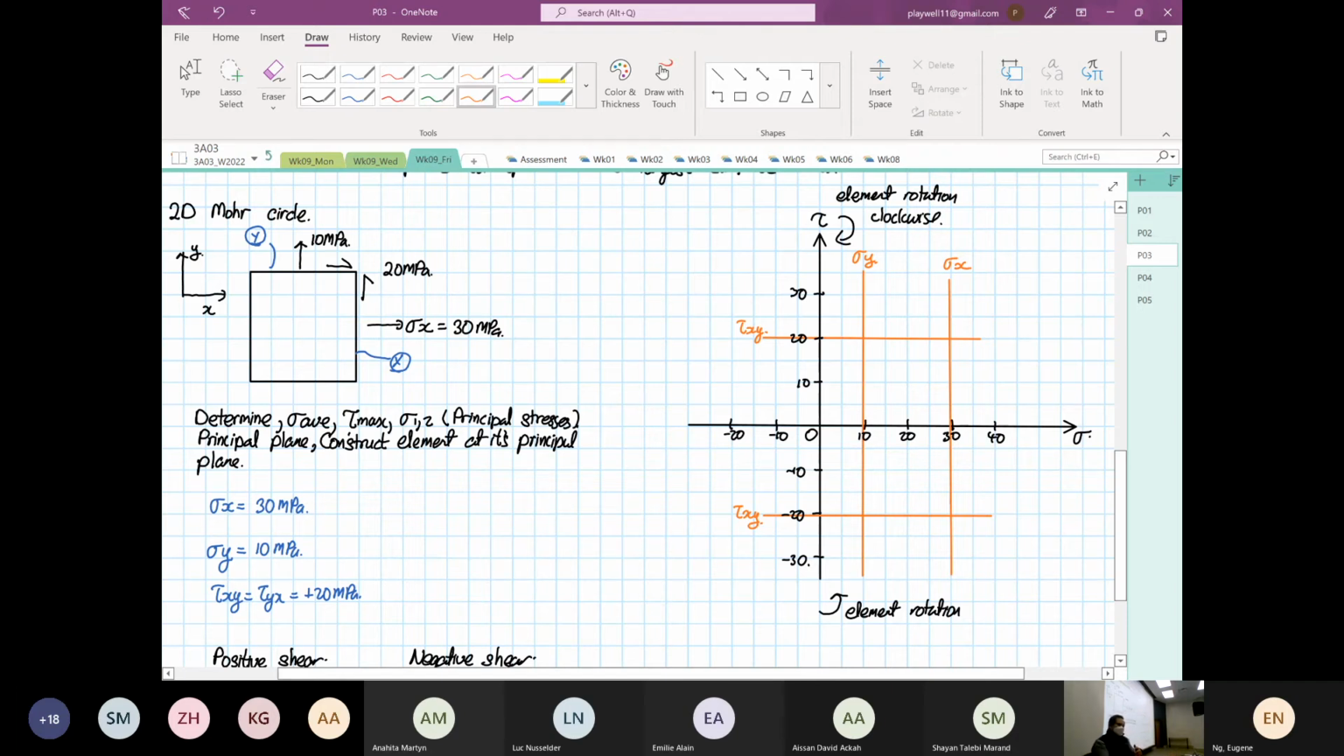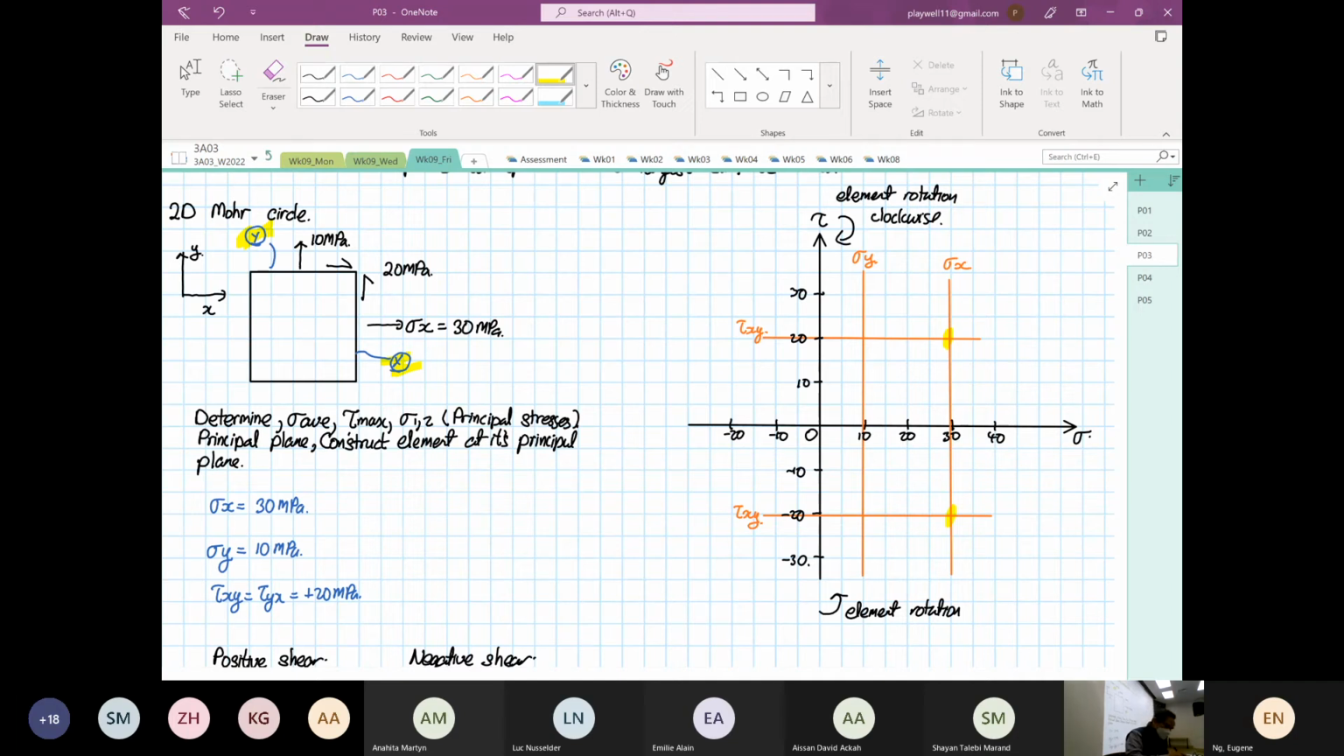Okay, now this is where things get a little bit confusing. What do I mean by that? Where is point X and where is point Y on Mohr circle? Okay, so I want you to just listen. So we know that point X will lie on either the top part or the bottom part that I highlight in yellow. So is it the top or the bottom? It depends on the element rotation due to the shear.